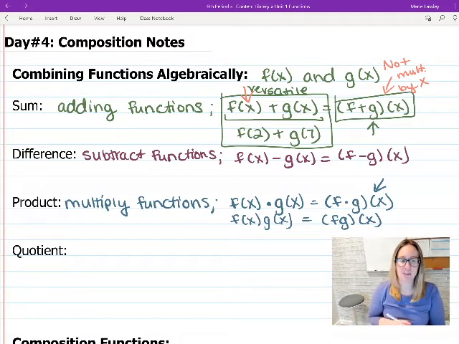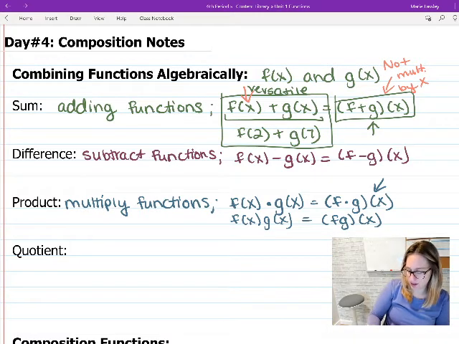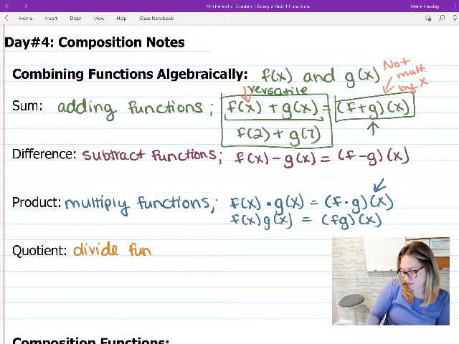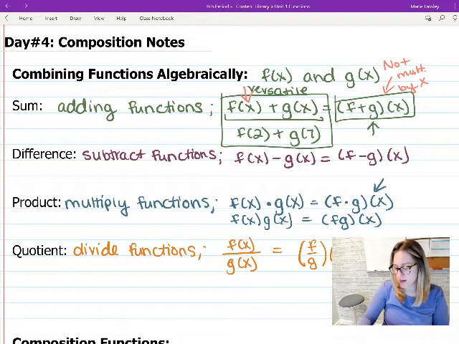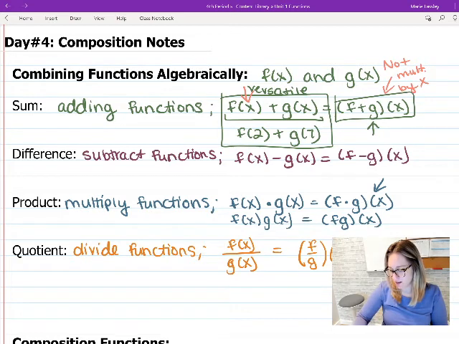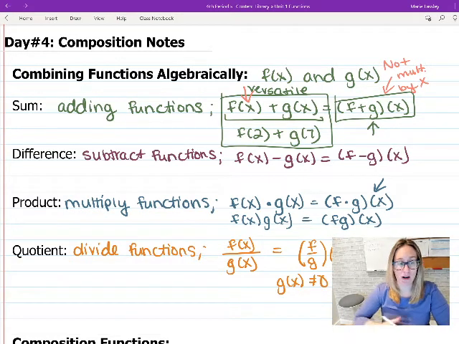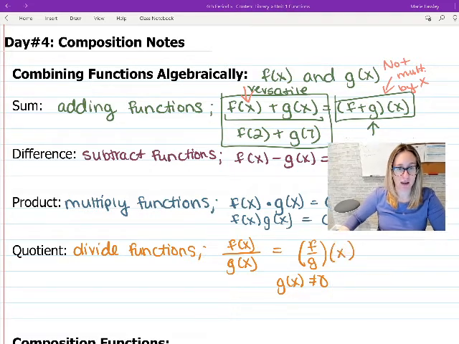All right, last but not least, we have quotient. That means divide. So we are allowed to divide two functions. So divide functions. All right, and this is going to look like f of x over g of x, or f over g of x. Now you do have to make sure that g of x cannot equal 0. Right? Because we are not allowed to divide by 0. That's like the math rule, right?